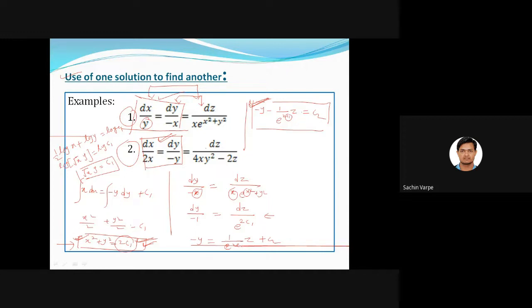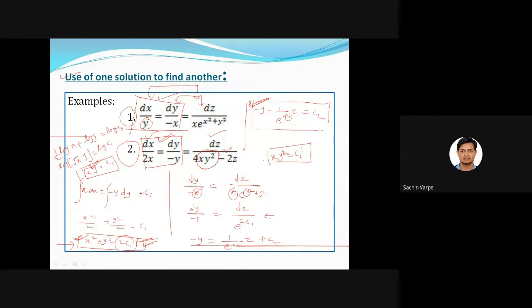Now to find the second solution, can we equate two ratios such that the third variable is eliminated? When I equate the first and last, the third variable y is not possible to eliminate completely. When I equate the second and last, the third variable is x, and that is also not possible to eliminate completely. So instead, I substitute the first solution, root x into y is equal to c1. When I square, I'll get x y square is equal to c1 square. Let us call it c1 dash, and we can substitute here. Then it is possible to get variable separable form. Integrate it, that will be the solution.